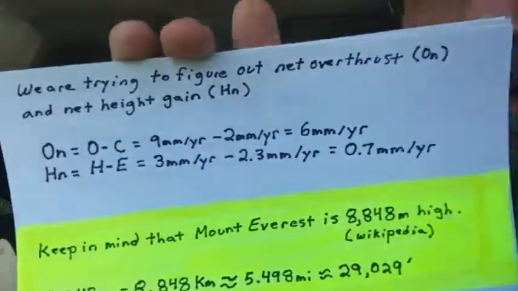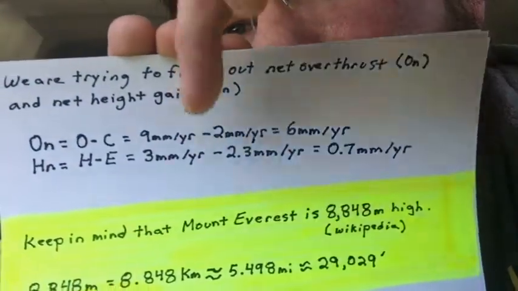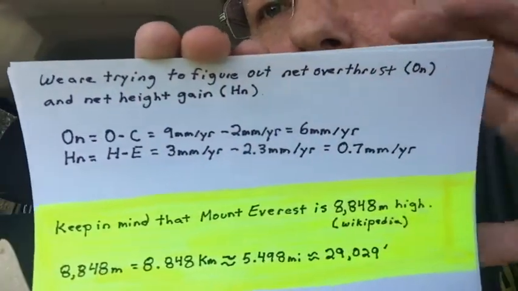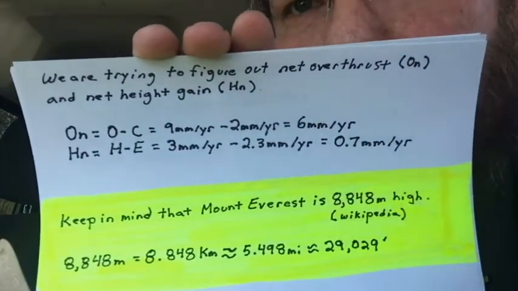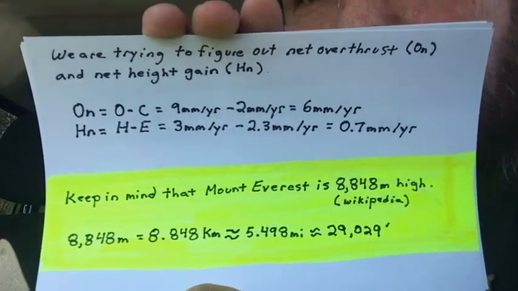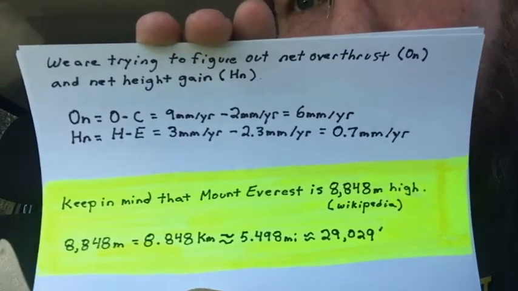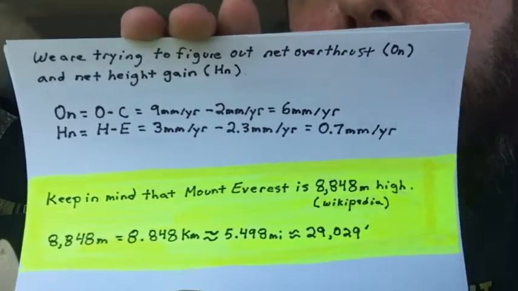Well, we're trying to figure out our net overthrust and our net gain. So we need to use our ON for net overthrust, our HN for net gain. Our ON is going to be equal to our O minus our C. So there's the math on that. We get about 6 millimeters per year. Our net height gain is going to be our H minus our E, and we get 0.7 millimeters per year.